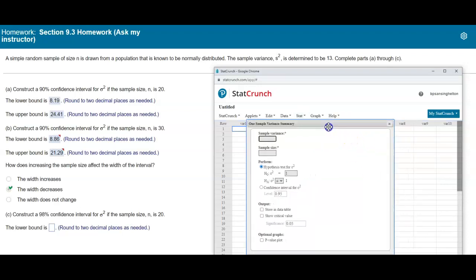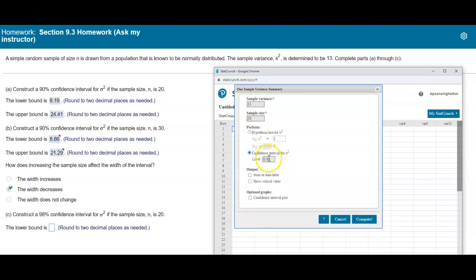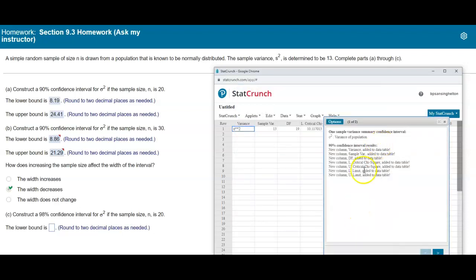So here we are. We have the sample variance, which was given, it's 13. The sample size, n, is 20. And we're not doing a hypothesis test. We're figuring out a confidence interval. The confidence level is 90%, so that's 0.9. And I'll go ahead and just do all of this because why not? So here we are.